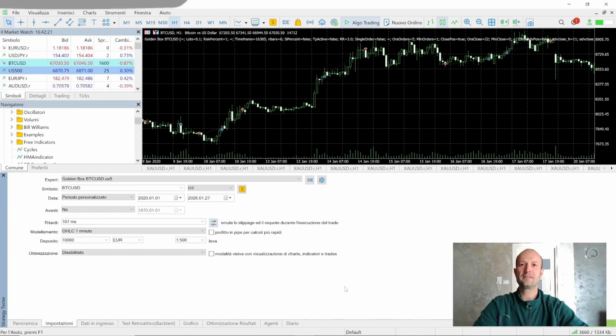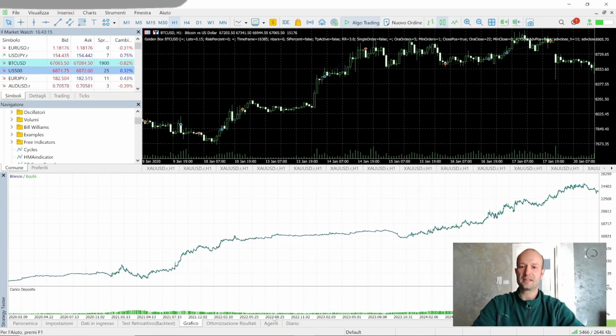Let's run the test and see if the equity changes, stays the same, or is similar. The test is finished. As you can see, the equity is completely different. And why is that? This happens because the range we trade every day is not always the same. One day it might be large because there was a lot of movement during the hours we consider. Another day it might be very small.